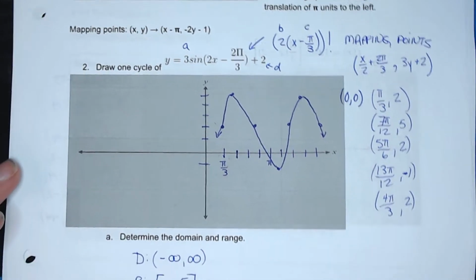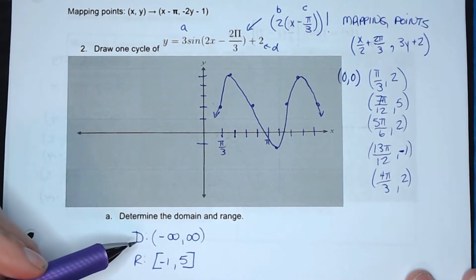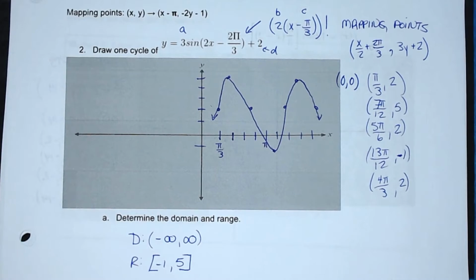Now, the domain and range of this function have changed a little bit. The domain is, of course, still negative to positive infinity, but the range is negative 1 to positive 5.